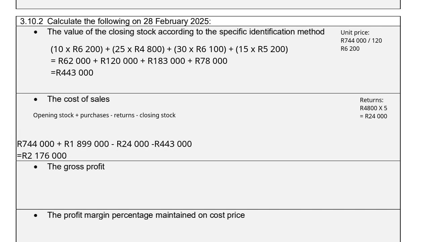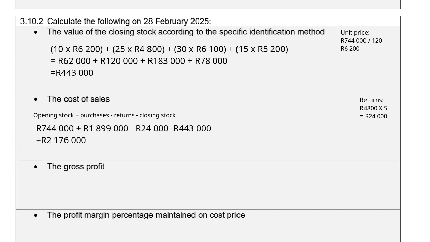Okay, so if we calculate our cost of sales, it's the 744,000 opening stock plus our purchases of 1,899,000 minus our 24,000 returns and minus the closing stock that we've just calculated of 443,000 Rand to give you 2,176,000 Rand.